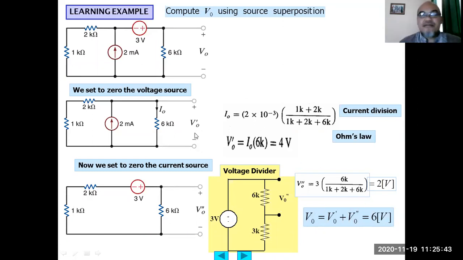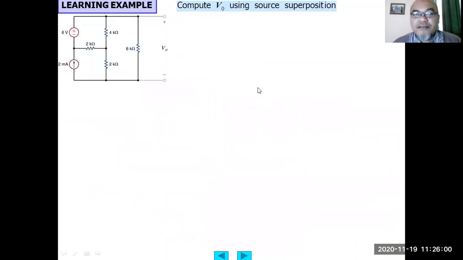Of course, we can also use loop analysis or nodal analysis if you like, and we should have the same result here. However, this actually seems to be more straightforward, right, compared to if we do nodal analysis or loop analysis. Another example here.